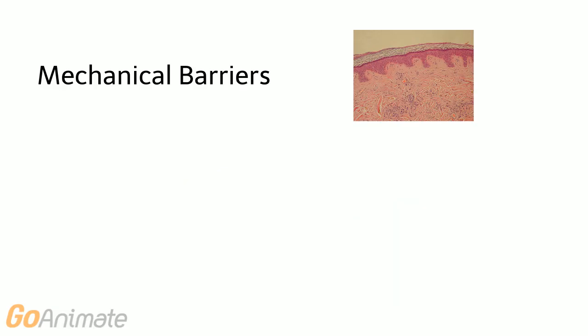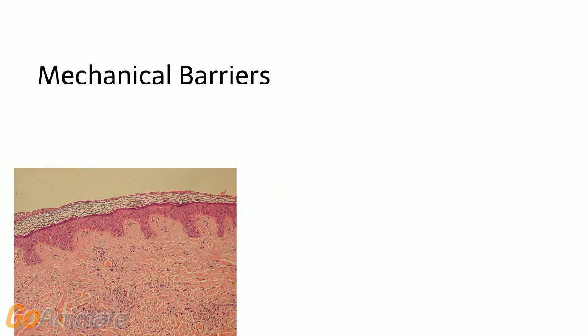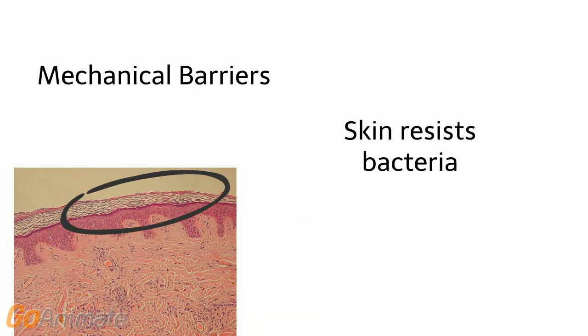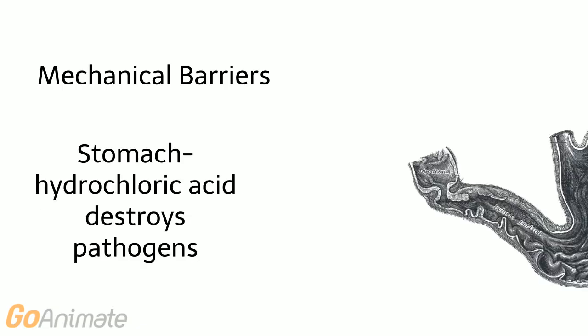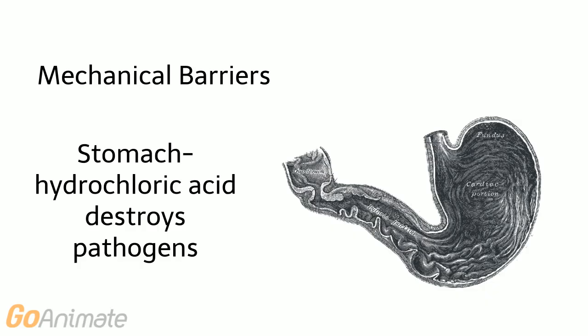Let's take a closer look at mechanical barriers. The keratinized or hardened cells of the skin form a natural barrier against pathogens. The mouth is also a barrier and is lined with mucus containing lysozymes that work to destroy pathogens. The stomach contains hydrochloric acid that destroys pathogens.